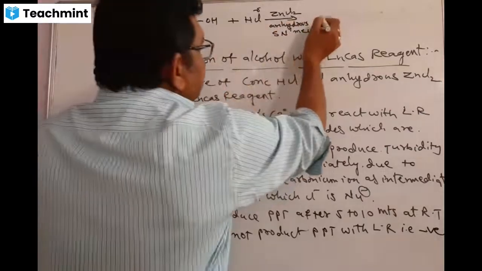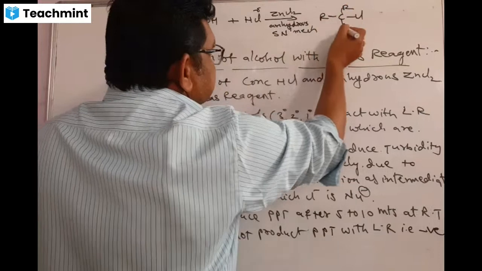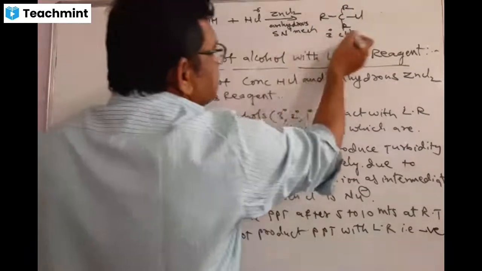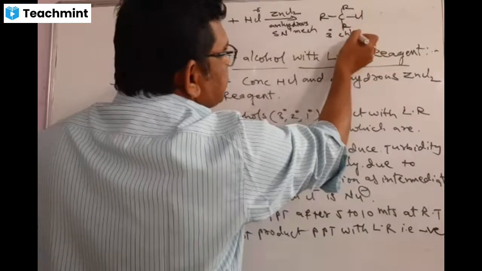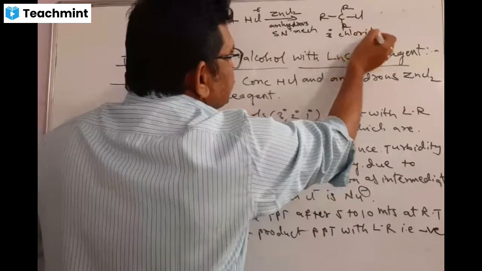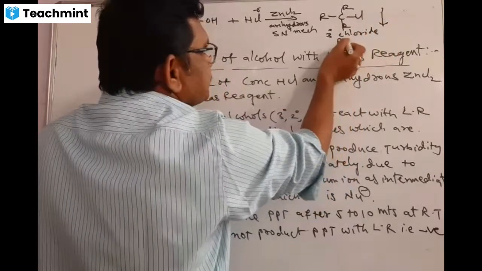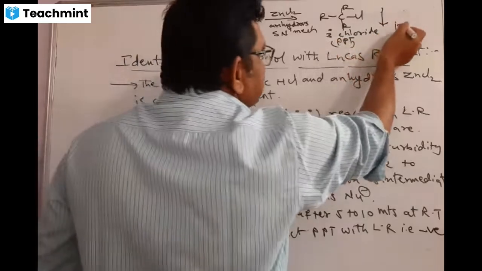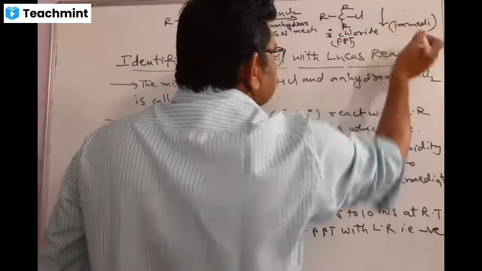See, here we are getting tertiary alkyl chloride, simply called tertiary chloride. But it is insoluble. That's why it appears as a precipitate. It is produced immediately. The reaction occurs immediately.